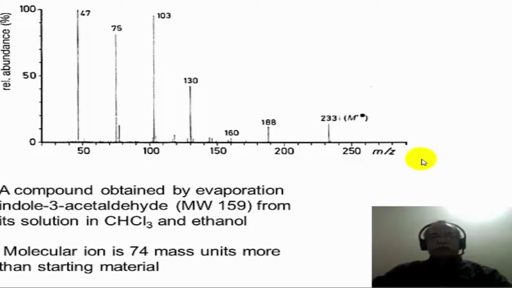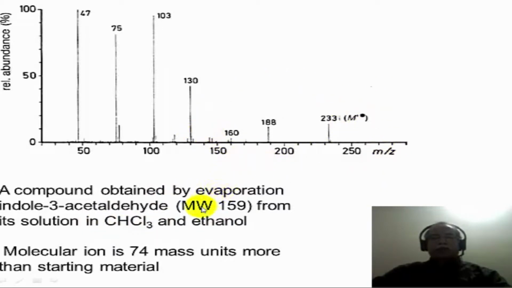The first question is given here. A mass spectrum is given here. This corresponds to a compound obtained by evaporation of indole 3-acetaldehyde from a solution in chloroform and ethyl alcohol. In other words, when the evaporation of indole 3-acetaldehyde is carried out from a solution of chloroform and ethyl alcohol, a new compound is obtained, and this mass spectrum corresponds to that particular compound.